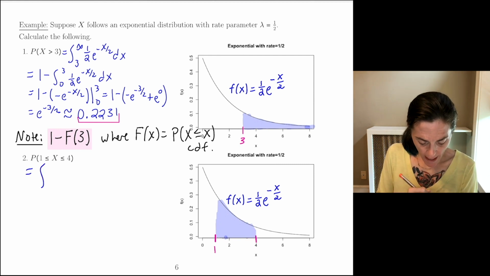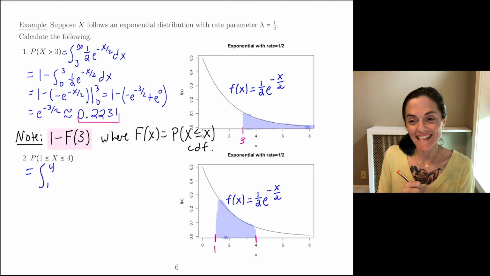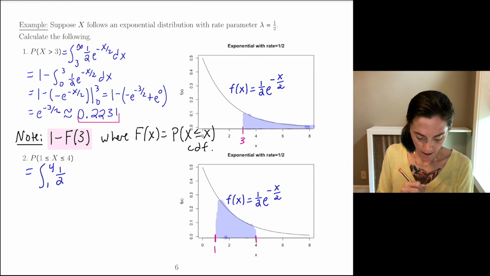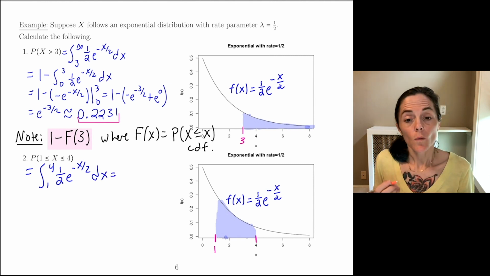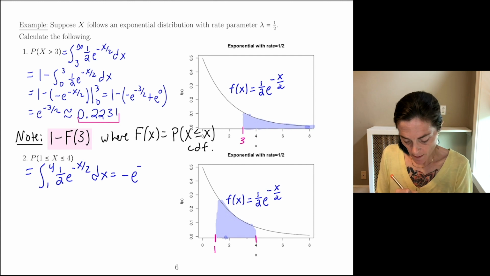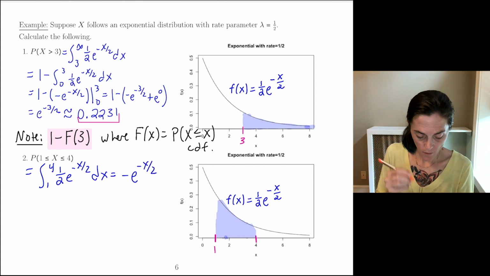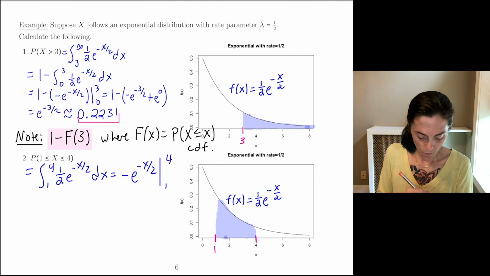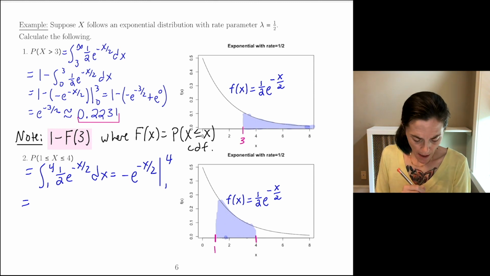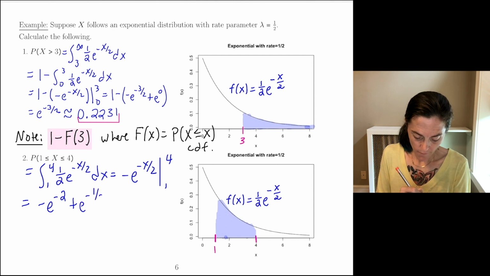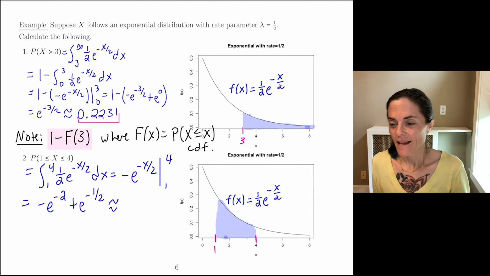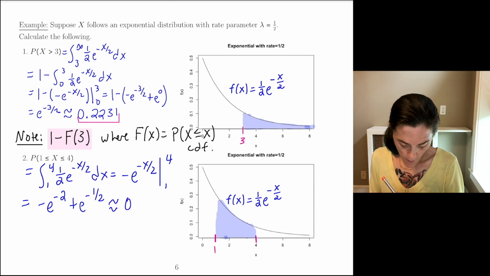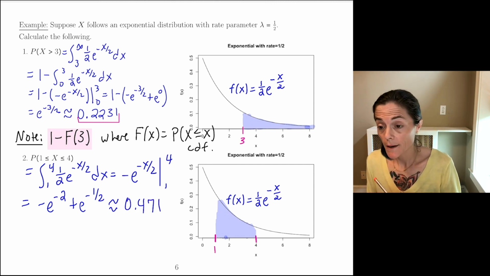So we could integrate from 1 to 4 of my probability density function. This is 1/2 e to the minus x over 2 dx. Well, we have the antiderivative for this above, or we could think about it again. We have minus e to the minus x over 2, and then we evaluate between 1 and 4. So this is minus e to the minus 2 plus e to the minus 1/2. This is approximately 0.4712.